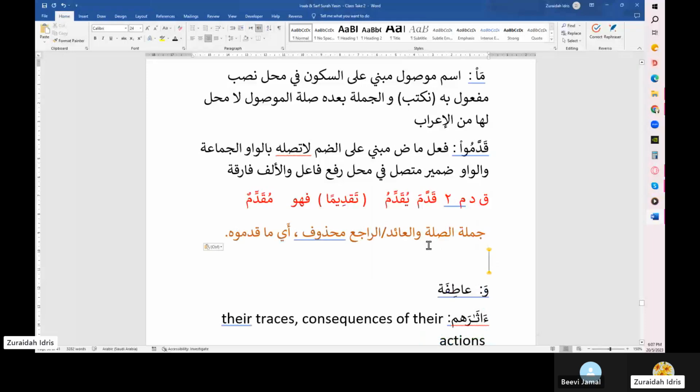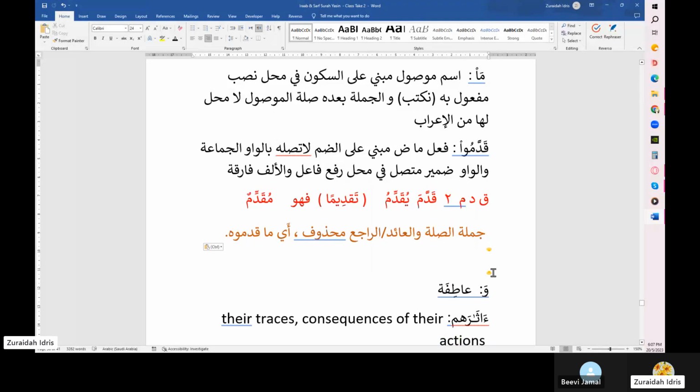I'll put it here so let's see whether it makes sense to you. Okay. Yeah, the jumlah sila and its a'id, or what we refer to, is mahzuf. So it should be qaddamuhu. Yeah, qaddamuhu. So there is no need to mention who because it's redundant. The who is there in the ma. Yeah, this is the explanation that was given.